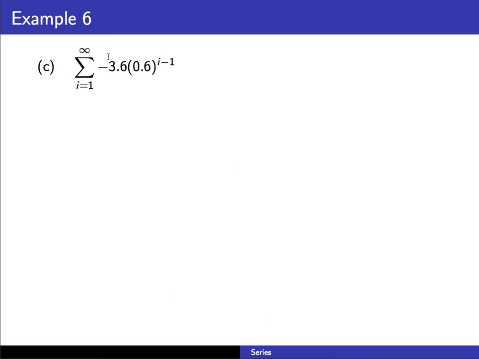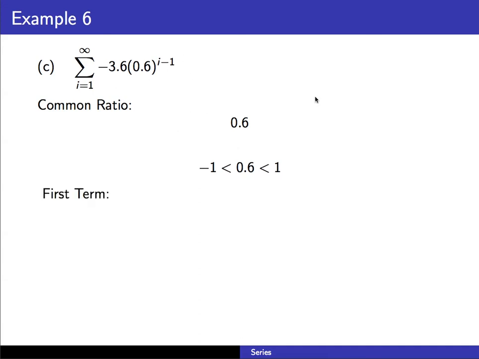Part C, -3.6 times 0.6 to the i minus 1 power from i equals 1 to infinity. So here we have a series written using sigma notation, which when you get into upper level math, especially in either Calc 2 or BC Calc, you'll see your infinite series written in this form. So to get our common ratio, we need to look at the base of our exponential function here, which is 0.6. And 0.6 is between -1 and 1, so this will actually converge to a value.